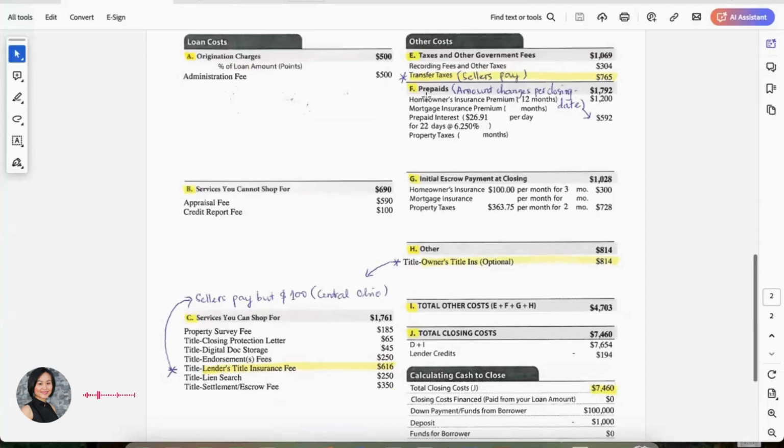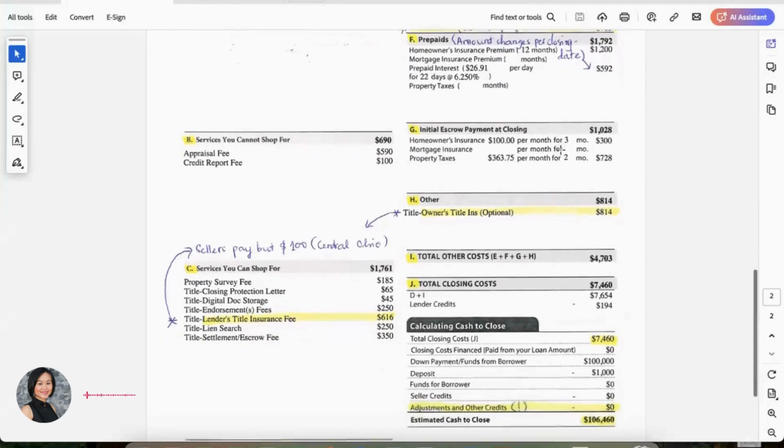Prepaid. So the homeowner insurance, you always have to pay 12 months in advance. Again, remember I said the insurance amount is the estimate and you have to get a quote later. The prepaid interest depends on what is the closing date in the month. That is different. So in this case, this file closed on the 8th of November. So you have 22 days left of the month. That comes up with the prepaid interest right here.